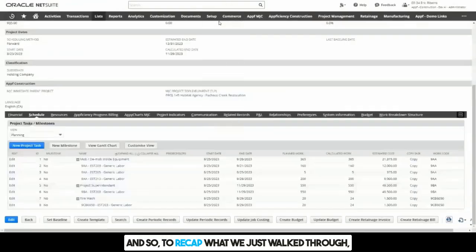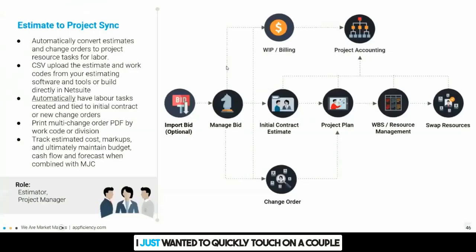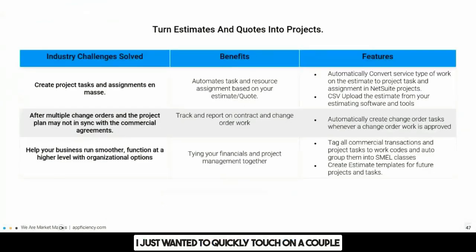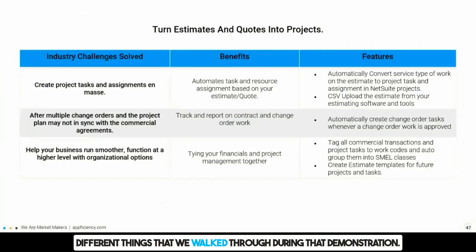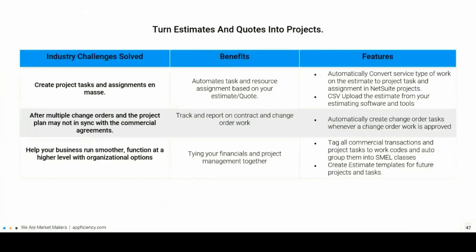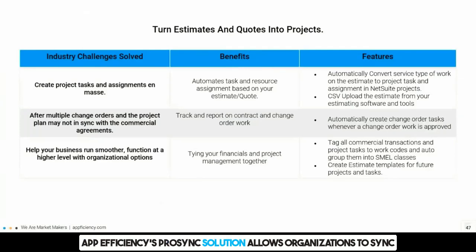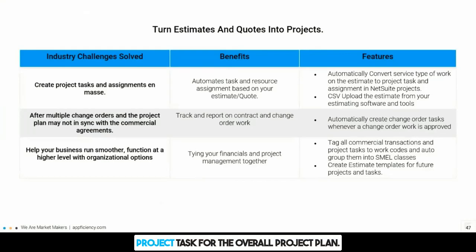And so to recap what we just walked through, I just wanted to quickly touch on a couple different things that we walked through during that demonstration. And so Appficiency's ProSync solution allows organizations to sync estimate lines to project tasks within NetSuite, where any labor-related estimate lines can generate a project task for the overall project plan.